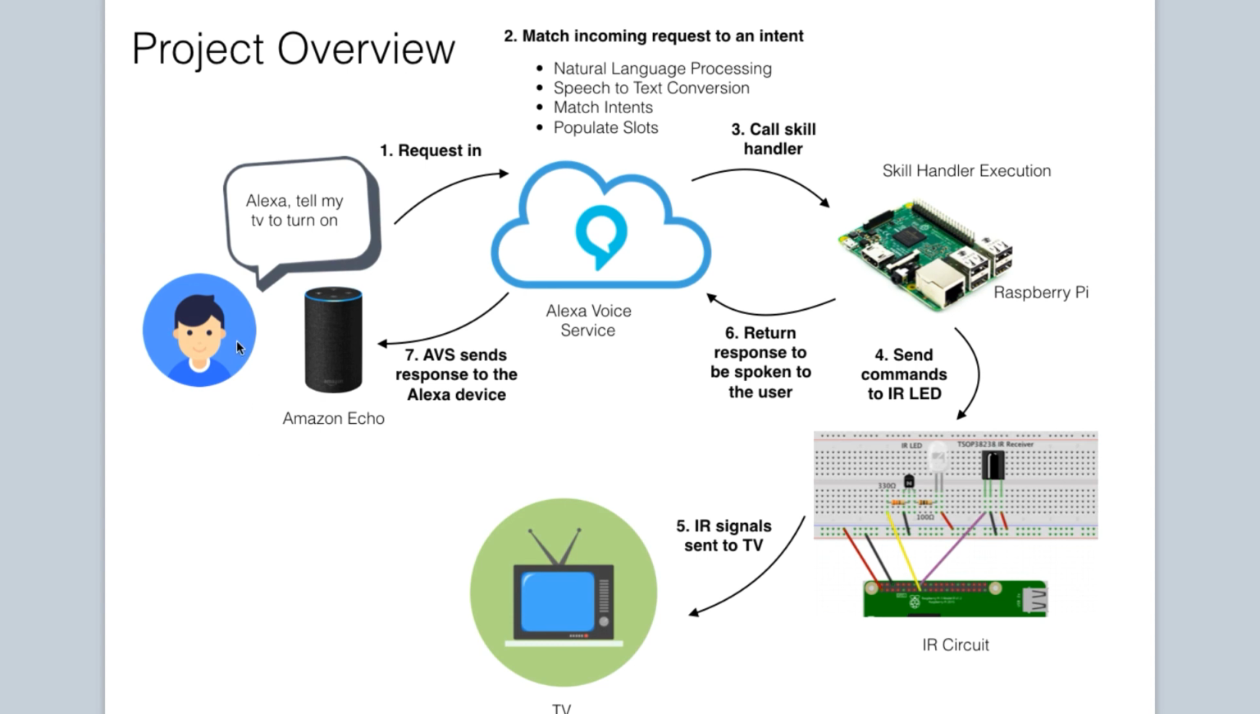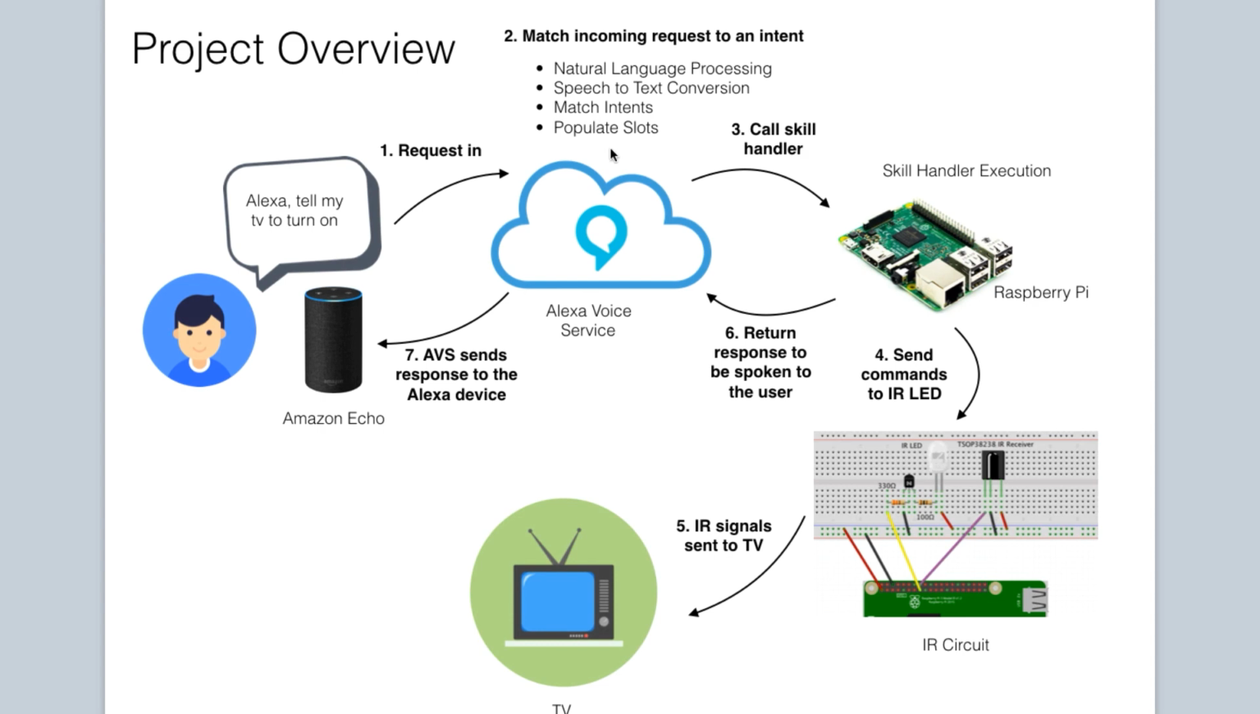Initially, a user is going to say, Alexa, tell my TV to turn on, or give the TV a specific instruction. That goes to your Amazon Echo device, and a request is sent up to the Amazon cloud to the Alexa voice service. In the Alexa voice service itself, there's some natural language processing and speech-to-text conversion, and based on some configuration we would have done for our skill, the request is matched to a specific intent. You can think of an intent as an action that we want our skill to perform.